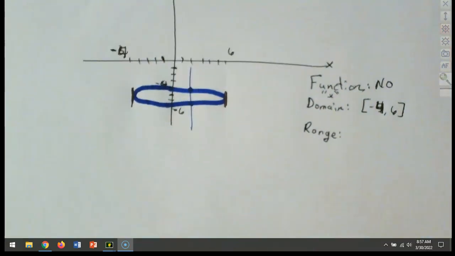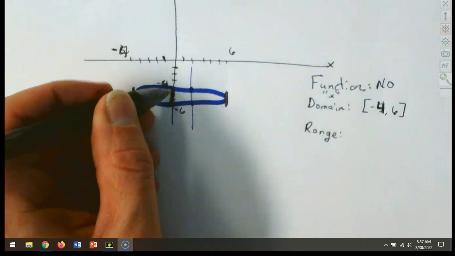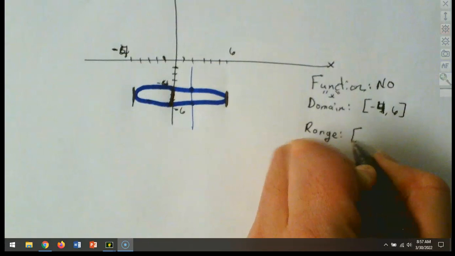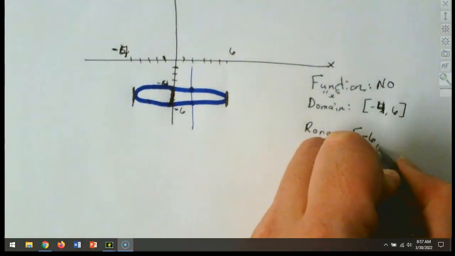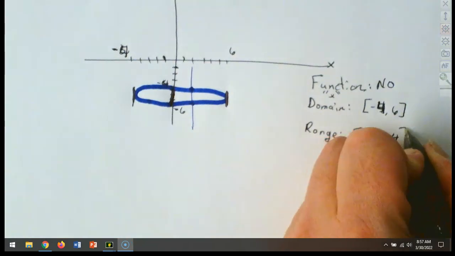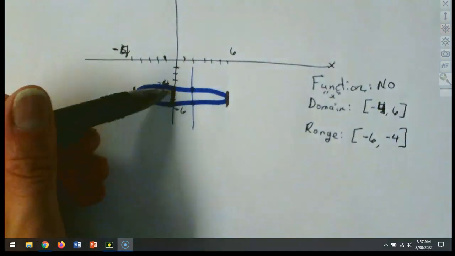What about the range? Well, if I look at the range, that's the up and down part, and that's going to be this piece right here. And where's the range going to be from? We always start with the smallest value, which is -6. And where does it end up at? On the y-axis, it looks like it ends up at about -4, doesn't it? That's your y component there.